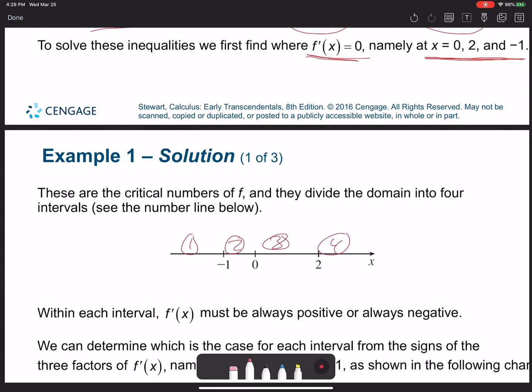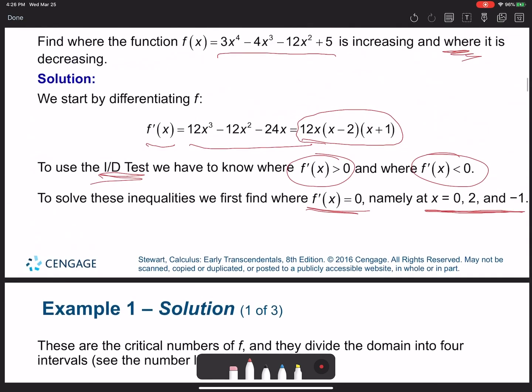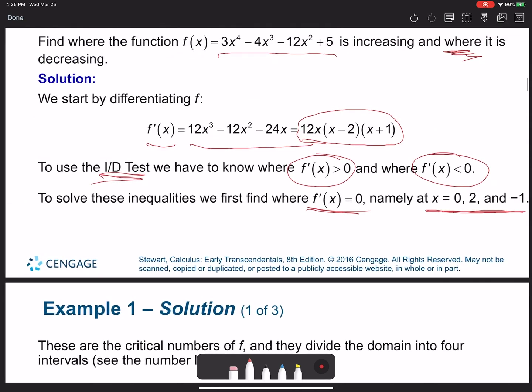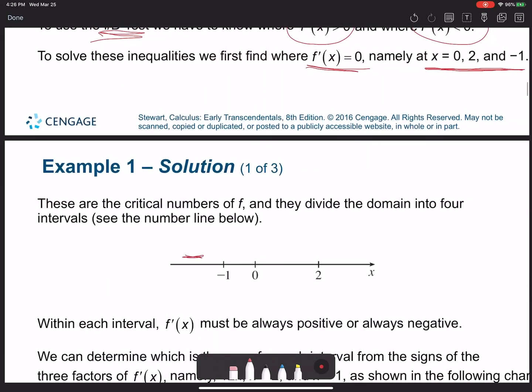And we're going to make a statement about whether or not the function is increasing or decreasing on each of those 4 different intervals. How are we going to go about doing that? We're going to figure out if we choose an x value that is on this interval, or on this interval, or on this interval, or somewhere on this interval.